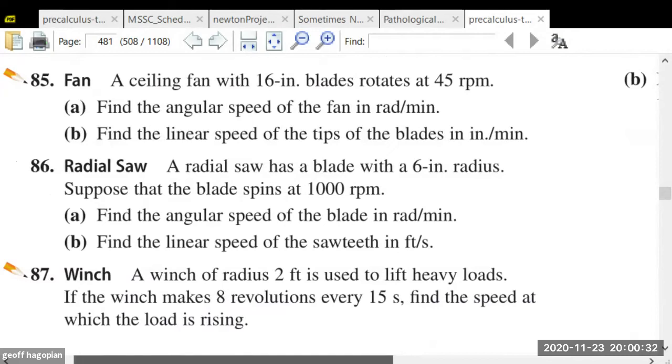So a radial saw, a blade with a 6-inch radius. Suppose the blade spins at 1,000 rotations per minute, RPM. Find the angular speed of the blade in radians per minute and find the linear speed of the saw teeth in feet per second. All right, we're going to do it.